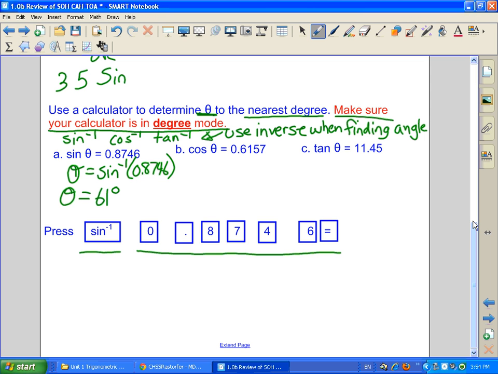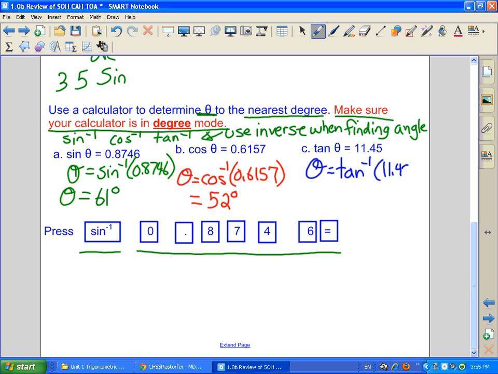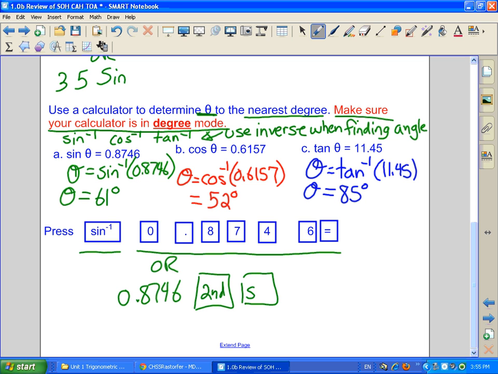Okay, again, we have the cosine this time, so theta equals the cos inverse of 0.6157. And plug that in your calculator, and you should get 52 degrees. Okay, third one, tan theta equals 11.45. Again, you're going to take theta equals the tan inverse of 11.45. And you should have theta equaling 85 degrees. Okay. Again, your calculator works one of two ways. If you have the old calculator, you may have to go 0.8746, then go second, then go sine. Okay, if I'm using this example here, it depends how your calculator works.